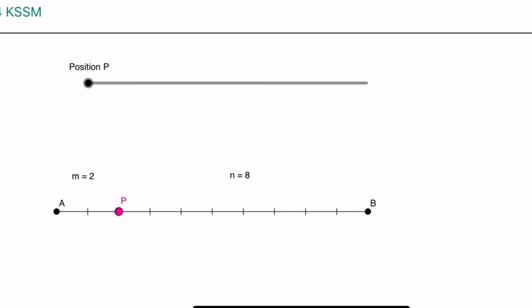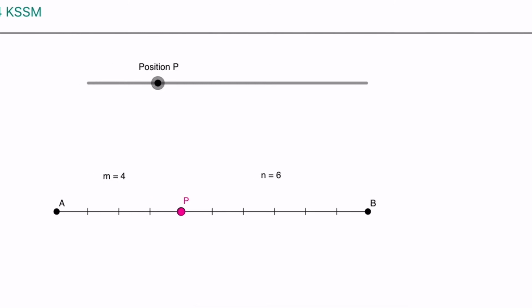Now I would like to show you the GeoGebra showing point P starting. Okay, the m is 2 and the n is 8. You can see the ratio for AP to PB is 2:8, which is 1:4. Now m is 4, m is 5, m is 6, n is 4. Keep on moving the point P, just glide the position of point P. Okay, then m is 6, n is 4.